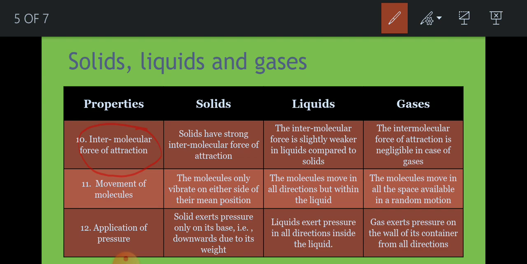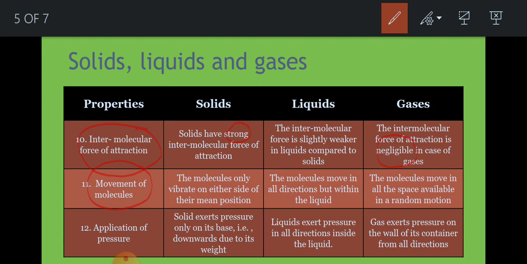So in case of solids, we will see that they have strong intermolecular force of attraction. And in case of liquids, the intermolecular force is slightly weaker than that of solids. And in case of gases, the intermolecular force of attraction is negligible. Negligible means not at all present. Now let me discuss the 11th property, that is movement of molecules.